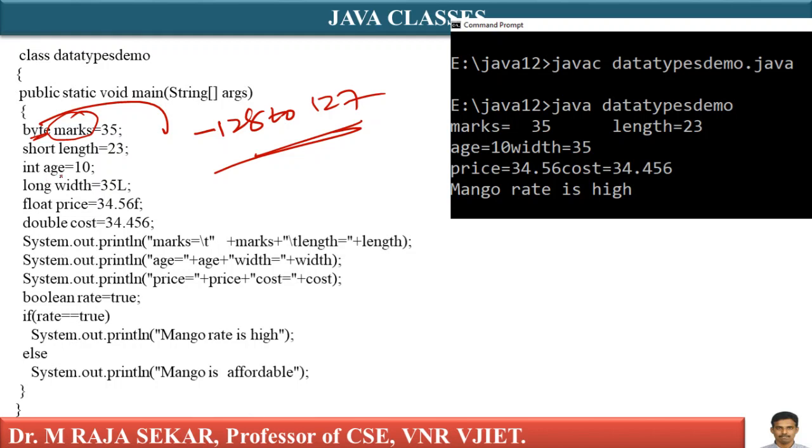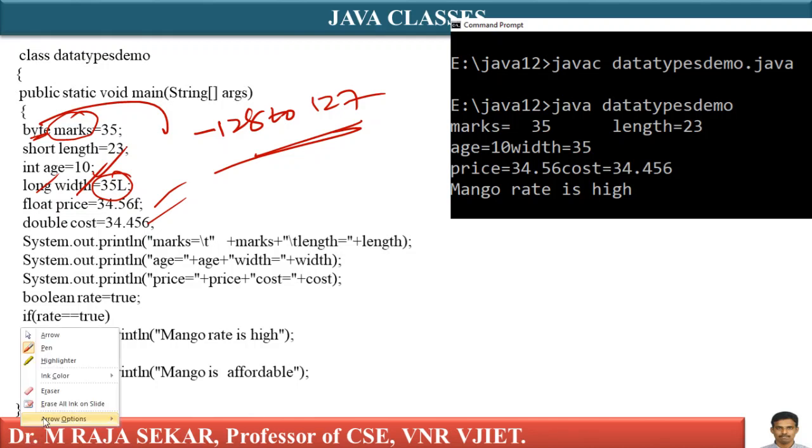In similar manner, int is also a variable. Age is a variable whose data type is int, where I stored number 10. Width is a variable whose data type is long. Generally, long can be suffixed with small l or capital L. Float price, this I already discussed.